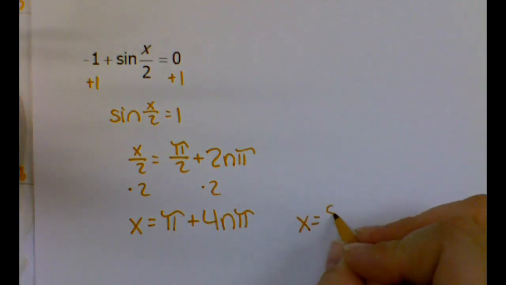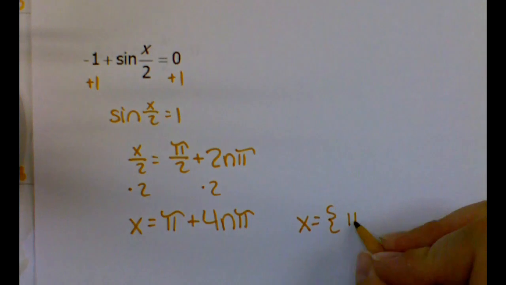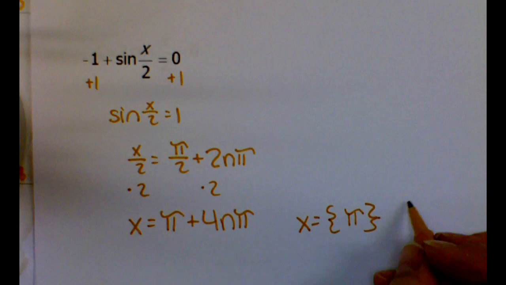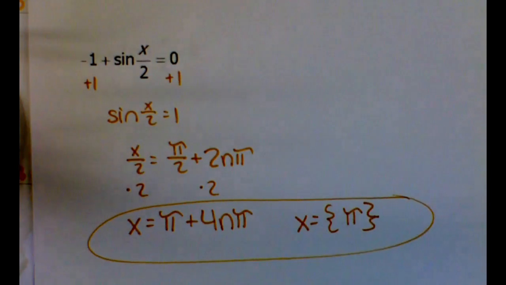So my specific solutions between 0 and 2 pi, I get pi. If I add 4 pi, though, I'm at 5 pi, which is already too big, so I've only got one answer now.